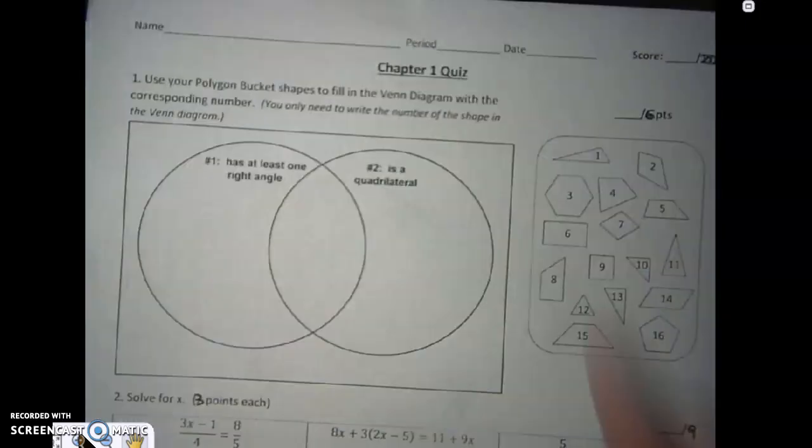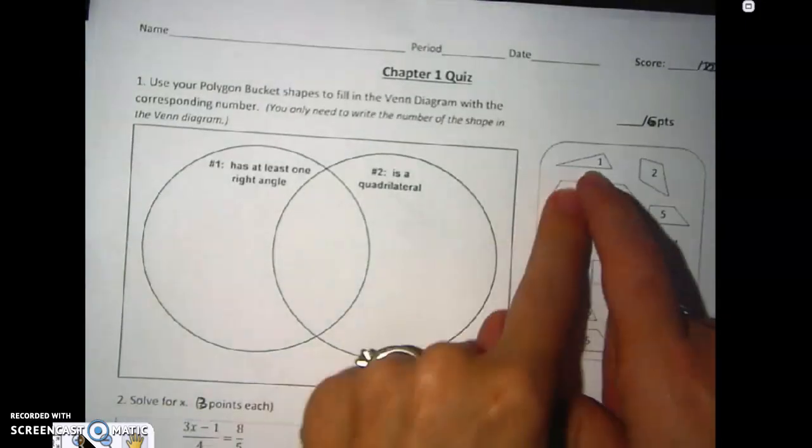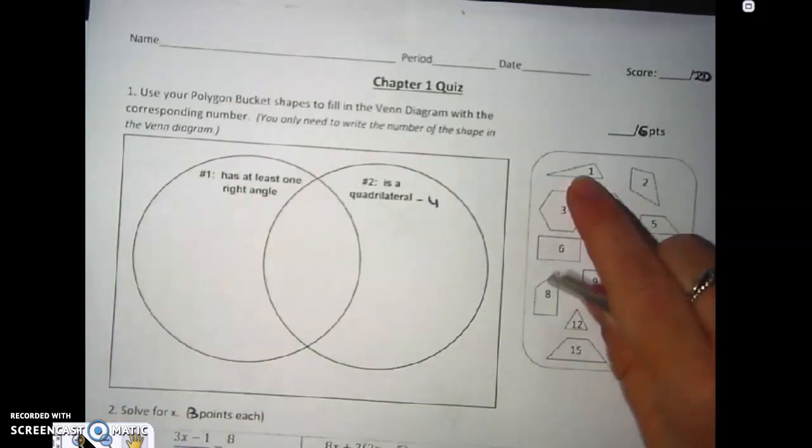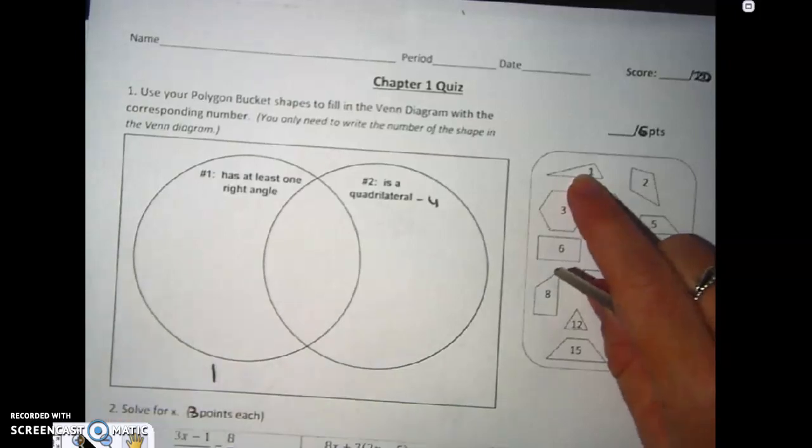Okay, let's start with the first one. Honestly, I'm just going to go number by number. So let's look at number 1. It's a triangle, doesn't have a right angle, and a quadrilateral means there's 4 sides. This has 3 sides, so the 1 goes down here.